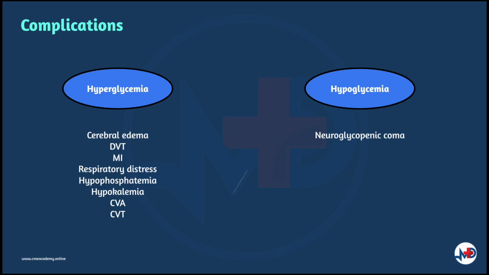Now, let's take a look at the potential complications of these diabetic emergencies. In hypoglycemia, there is a possibility of neuroglycopenic coma, while in hyperglycemic emergencies, the possible complications are cerebral edema, deep vein thrombosis, myocardial infarction, respiratory distress, hypophosphatemia, hypokalemia, cerebrovascular accidents, and cerebral venous thrombosis. Generally, prognosis-wise, there is high mortality rate, especially in these conditions if they are not recognized early and treated appropriately.